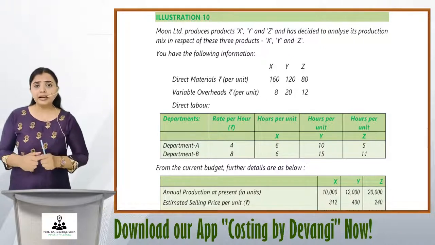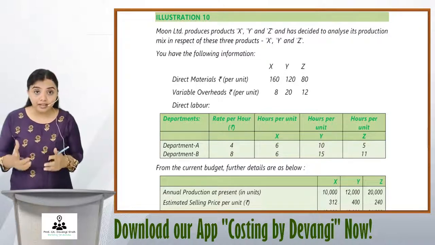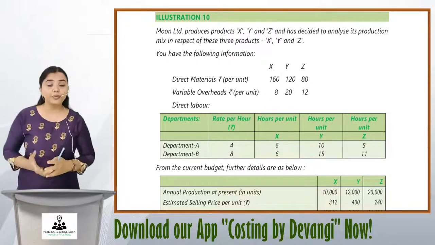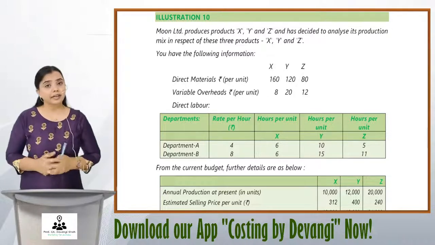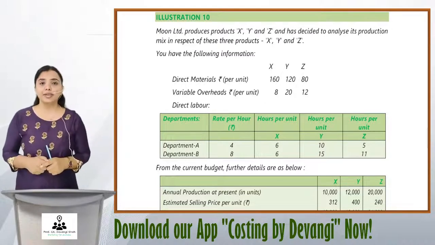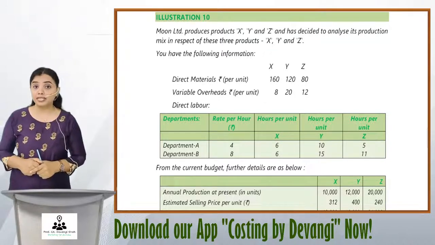Friends, in that case, you will have to limit your production and you have to take a decision as to which product to make, one or two, or which production should be curtailed. So friends, that is decision making and that is what we are going to see in our illustration number 10.